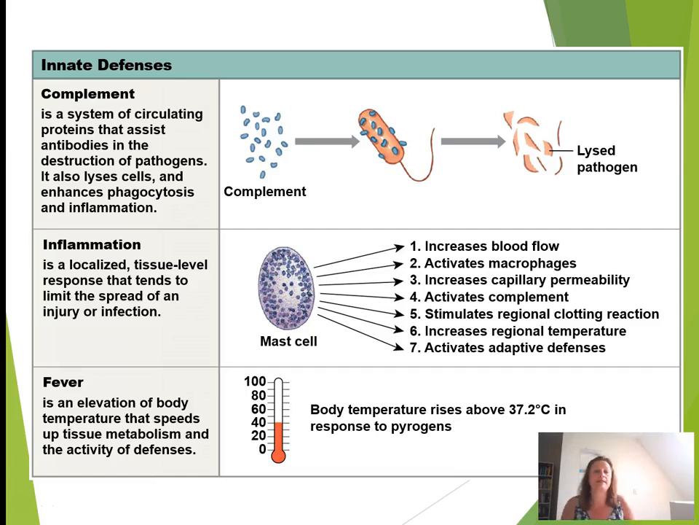Anyway, complement is a system of proteins that assist antibodies. That's because we're going to talk about complement when we get to the adaptive defenses. Inflammation. Look at all the different things that inflammation does for us.